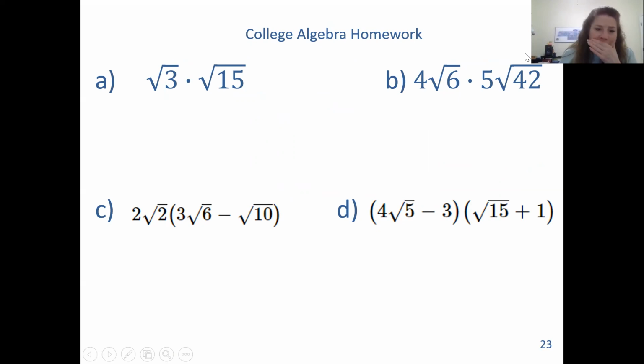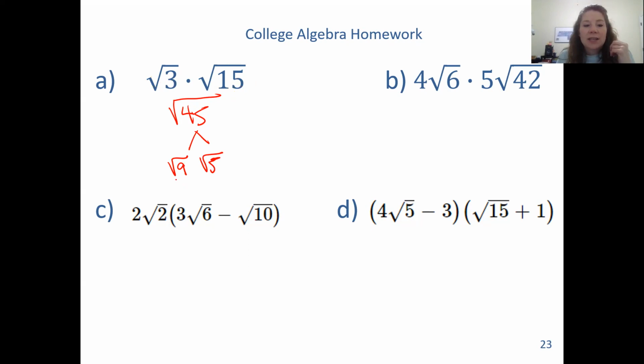So I just wanted to do some of these with you. You guys had multiplication in college algebra, so you can multiply radicals. You multiply what's outside the radicals and what's inside the radicals. Both of these are inside. So square root 3 times square root of 15 is square root 45. Now the biggest factor of 45 that's a perfect square is 9. So this is square root 9 times square root 5. 9 is a perfect square, so we get 3 square roots of 5, and that's the answer.